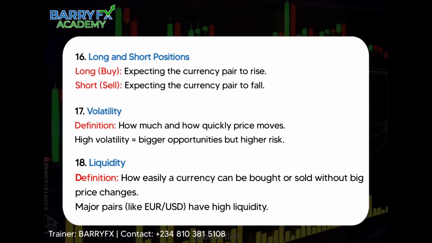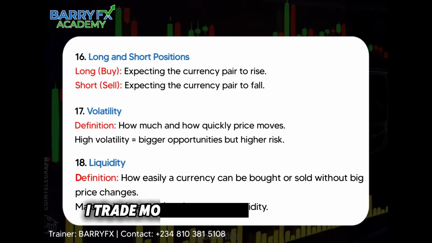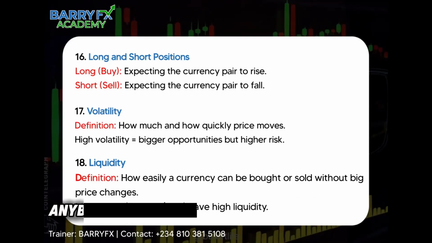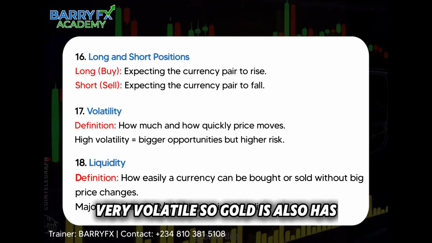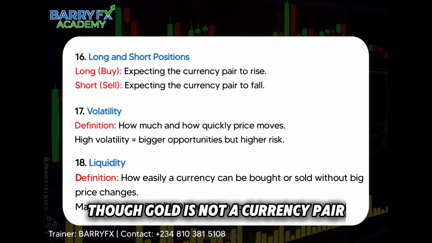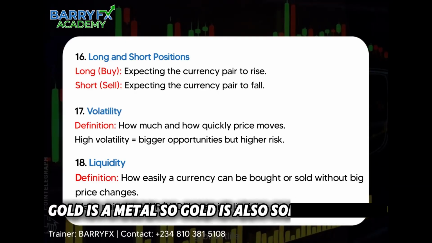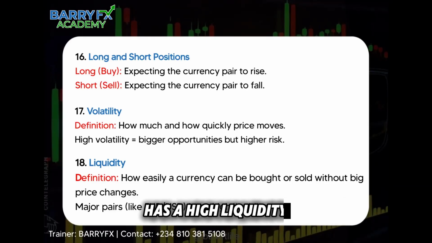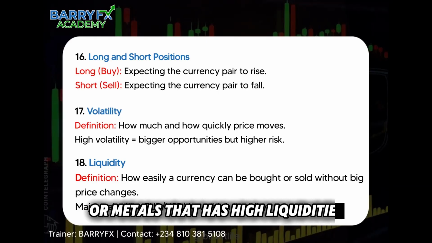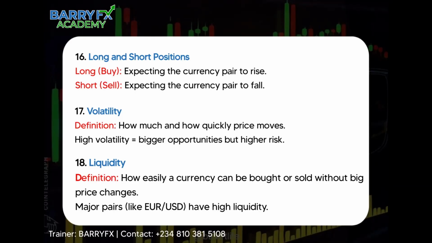Like me, I trade gold. I trade more of gold. Gold is very, very volatile. Anybody that knows, knows. Gold also has high liquidity. Though gold is not a currency pair, gold is a metal. So people mainly go for those currency pairs or metals that have high liquidity.